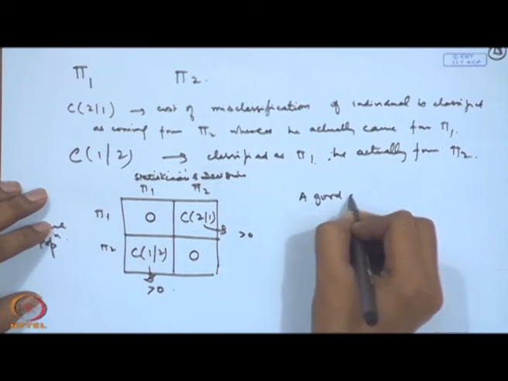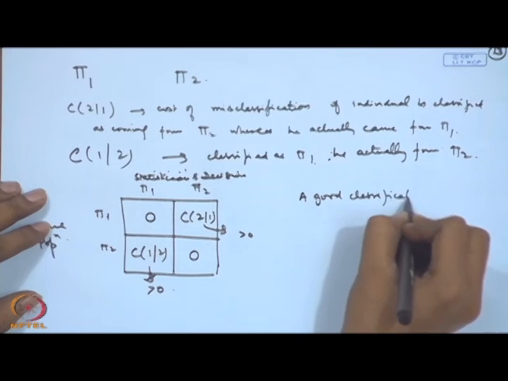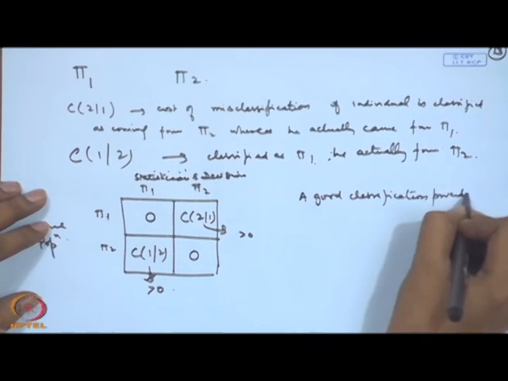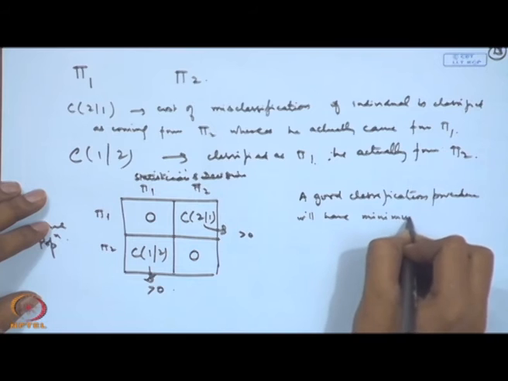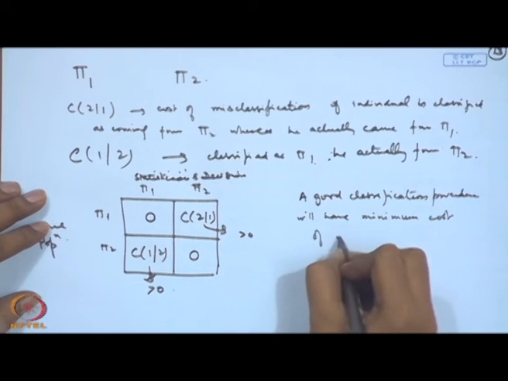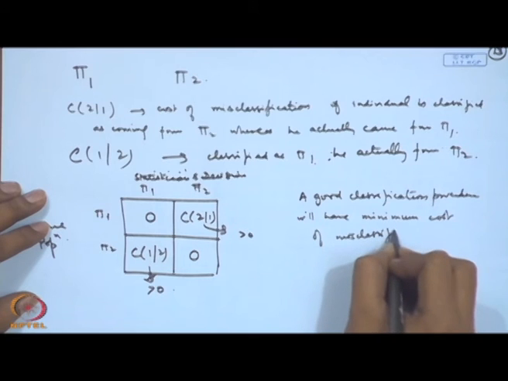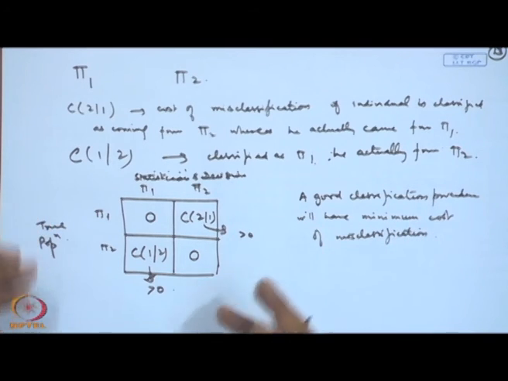A good classification procedure will have minimum cost of misclassification. As we have seen in the previous discussion, in general in the statistical decision making problem, it is not possible to completely minimize the misclassification cost. Like in the case of testing of hypothesis problems also we had seen that the type 1 error and the type 2 error cannot be completely eliminated.